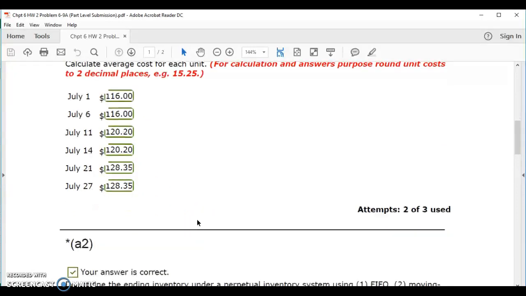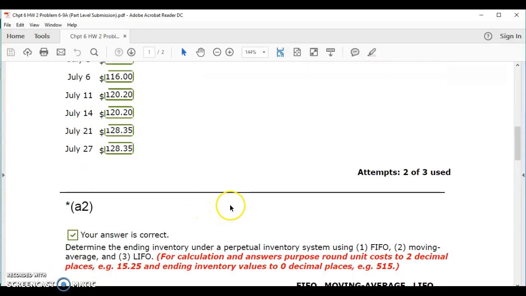The next question said to determine the ending inventory under a perpetual inventory system using FIFO, moving average, and LIFO. So once again, I went back over to my Excel spreadsheet.